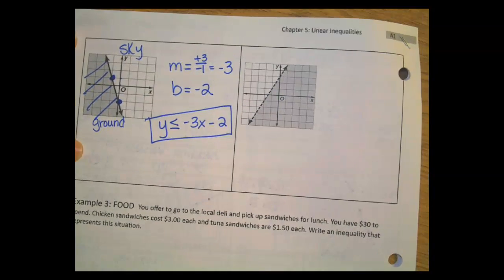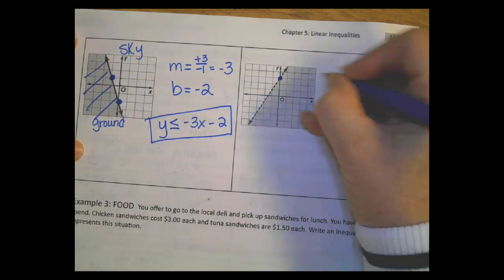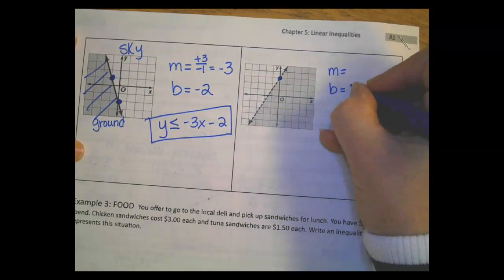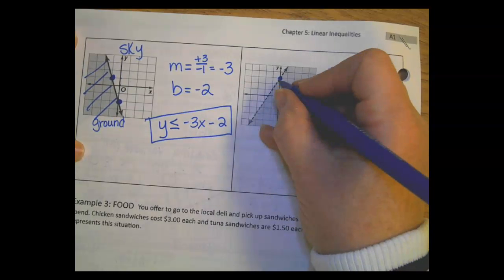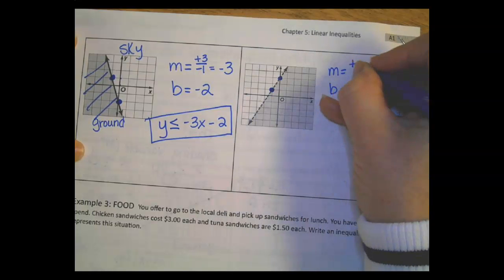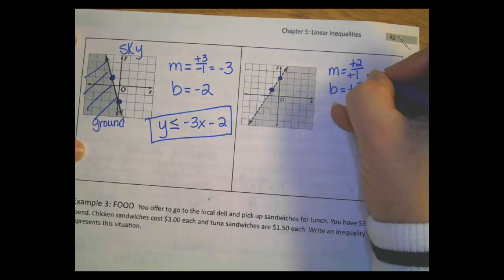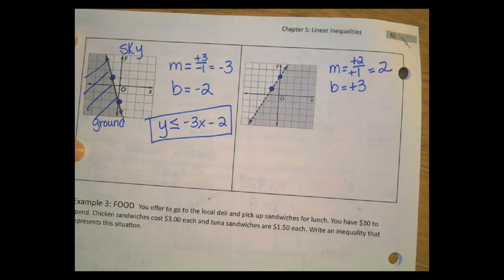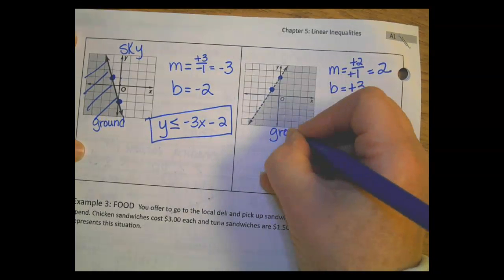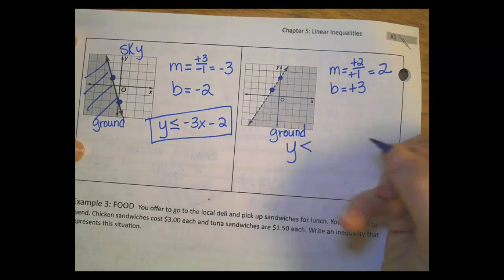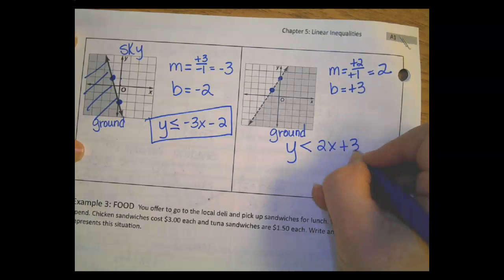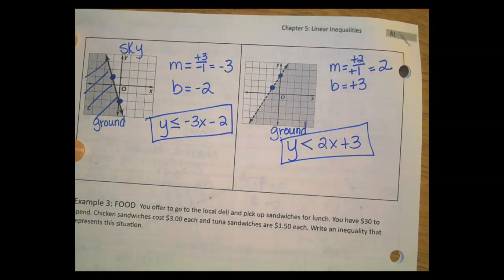Let's try that again. Y-intercept, 1, 2, 3. My slope, where's another point? Right here. So that's up 2 over 1. Okay. Y, this is my ground. Shaded. So again, it's going to be less than. Dotted line, so no equal sign. 2x plus 3. And that's it.